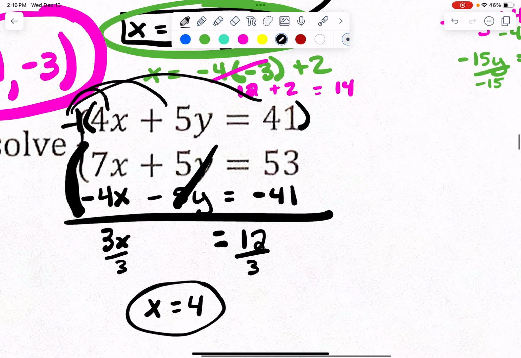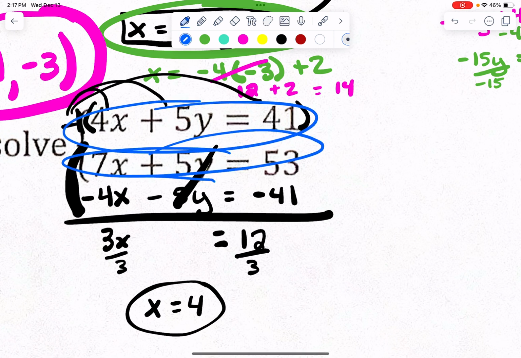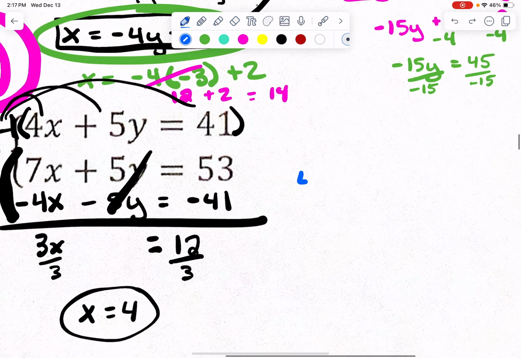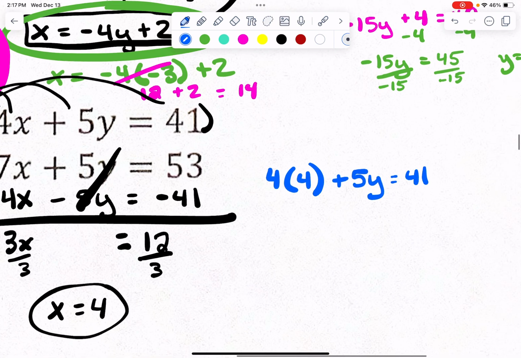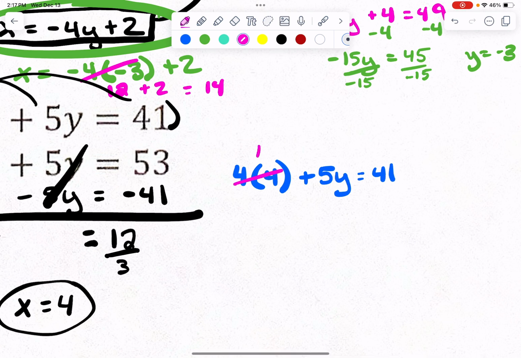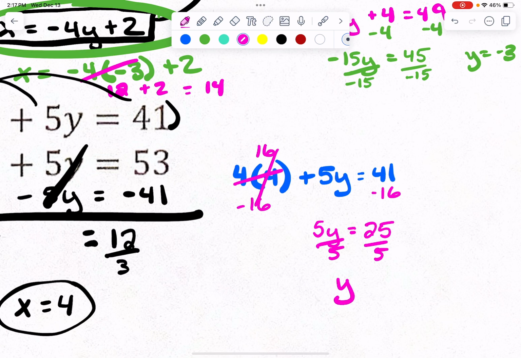Now I have to plug back in, and I can plug it in wherever I want to. I could plug it in here, I could plug it in here, I could plug it in after I distribute the negative 3. It doesn't matter where I plug it in. I'm just going to go to the top equation. So 4 is going in for x. So 4 times 4 plus 5y equals 41. That's what we get there. All right, then 4 times 4 is 16. I'm going to subtract the 16 over. And I have 5y equals 41 minus 16 is 25, I believe. Then if I divide by 5, y is 5.